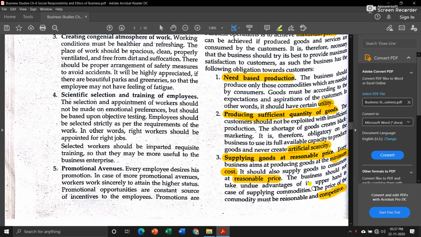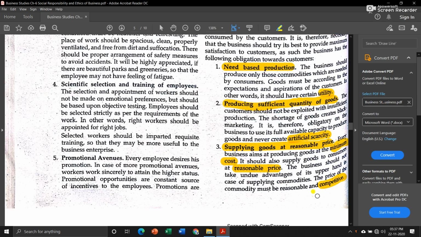Just because a business has the ability to produce a particular good, they should not charge a higher amount from the customer. So there should be a proper balance or proper relation between the cost of producing that product and the selling price of that product.